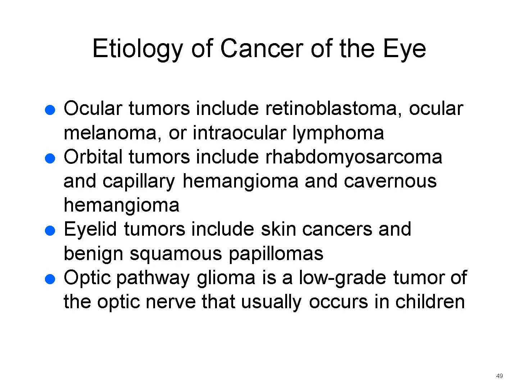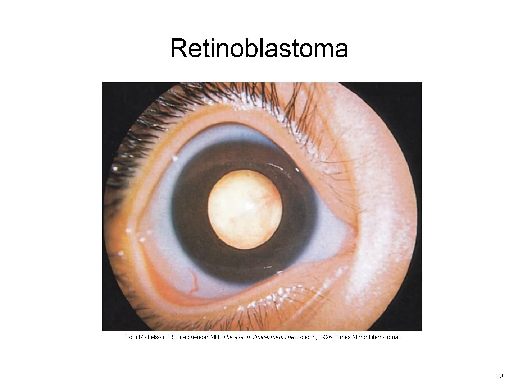Ocular tumors include retinoblastoma, ocular melanoma, and intraocular lymphoma. Orbital tumors include rhabdomyosarcoma, capillary hemangioma, and cavernous hemangioma. Eyelid tumors may be benign or malignant, like skin cancer or papillomas. Optic pathway glioma, often seen in children, is a slow-growing tumor of the optic nerve. Retinoblastoma is a rare but serious eye cancer affecting infants and young children.